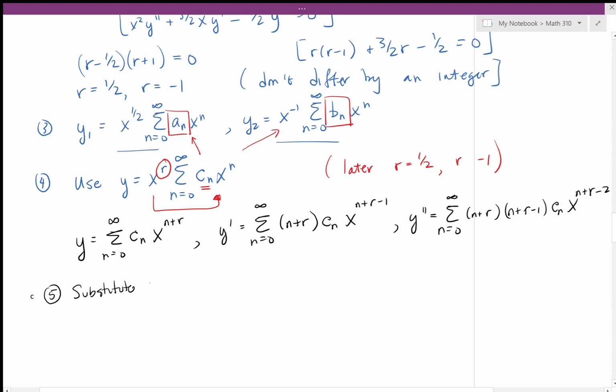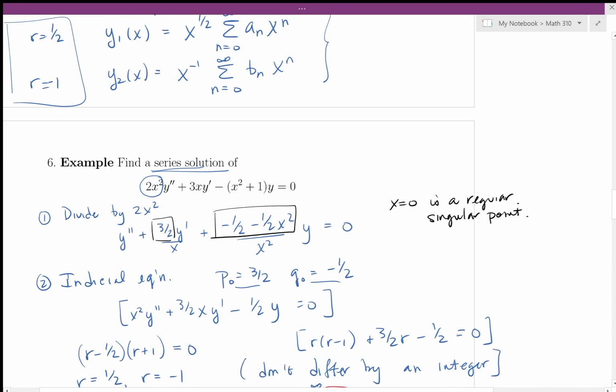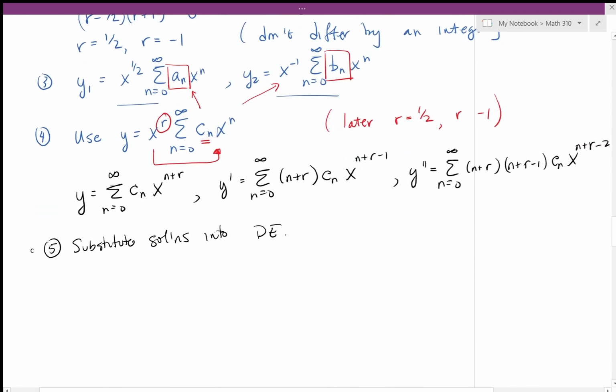Substitute solutions into differential equation. This differential equation right here. Okay, that's the one I'm trying to solve. I'm going to substitute these Frobenius series solutions into that differential equation.